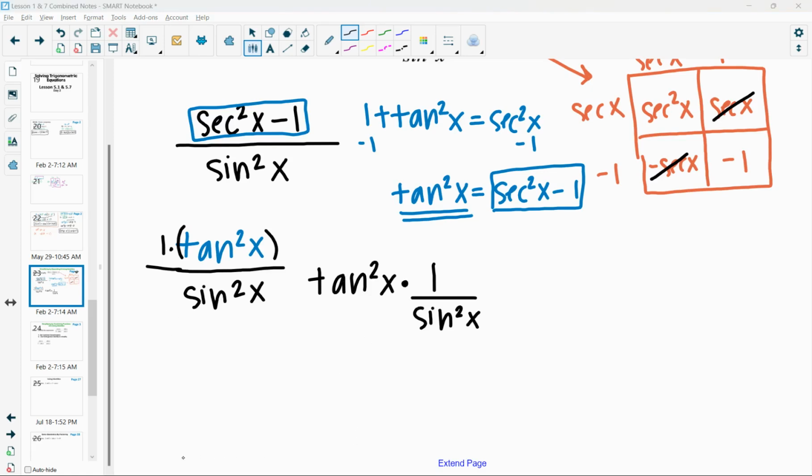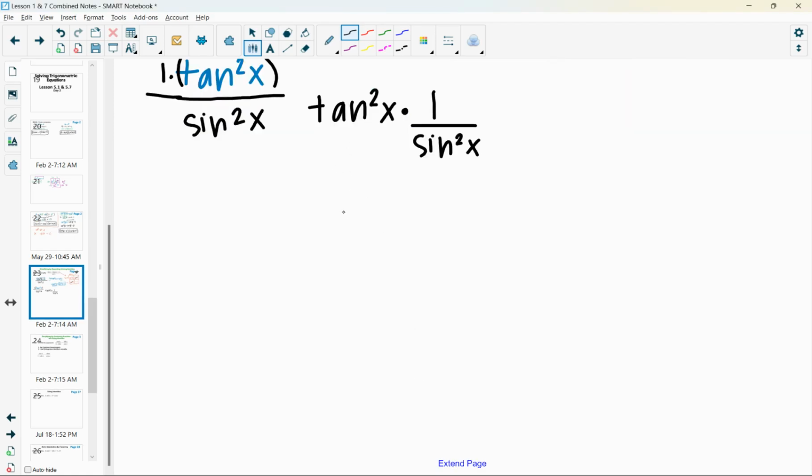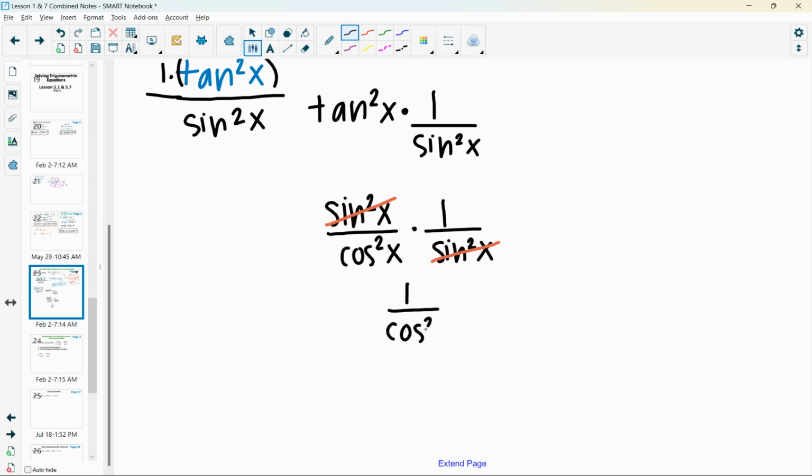So now tangent squared is equal to sine squared over cosine squared. So if I rewrite tangent, that's going to be sine squared over cosine squared. And then we have times 1 over sine squared. And then we see that we have a common factor of sine squared on top and bottom. So those will cancel or divide to 1. And then we get 1 over cosine squared, which is a reciprocal. And the reciprocal of cosine is secant. So this is secant squared of x.